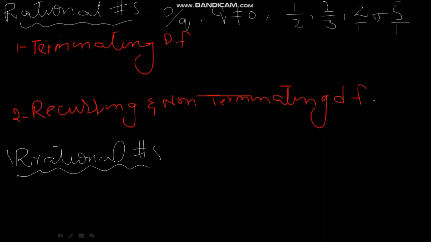Terminating decimal fractions are those types of decimal fractions in which there are a finite number of digits in the decimal part. All these types of fractions are called terminating decimal fractions. For example, 2 by 5, its answer will be 0.4. So here you can see that there are a finite number of digits in its decimal part.